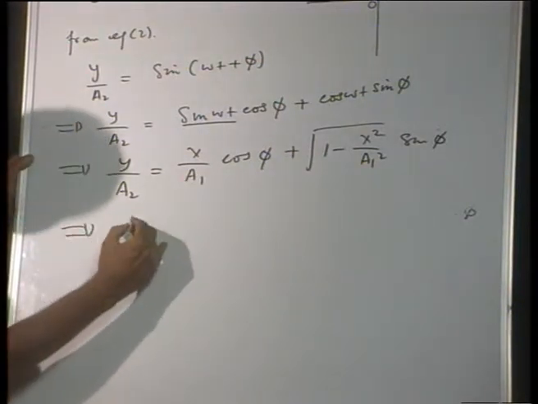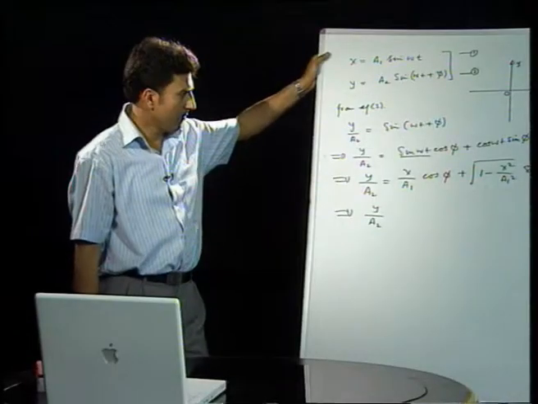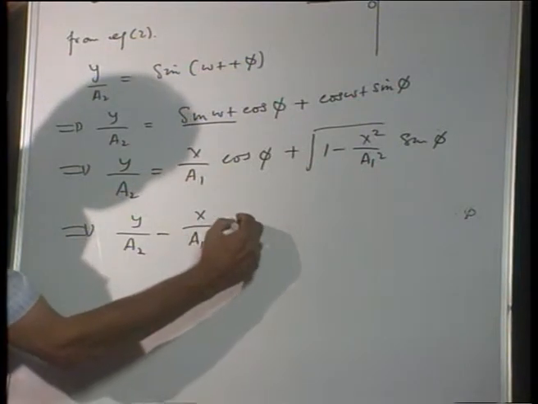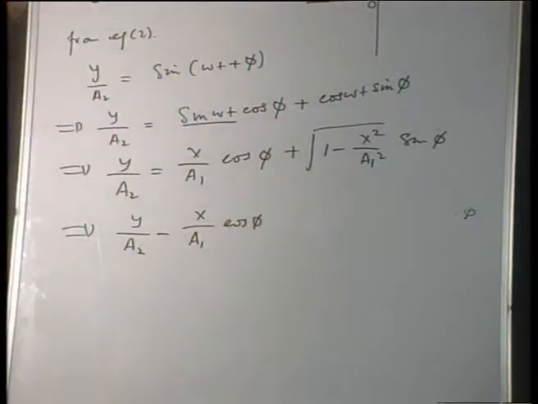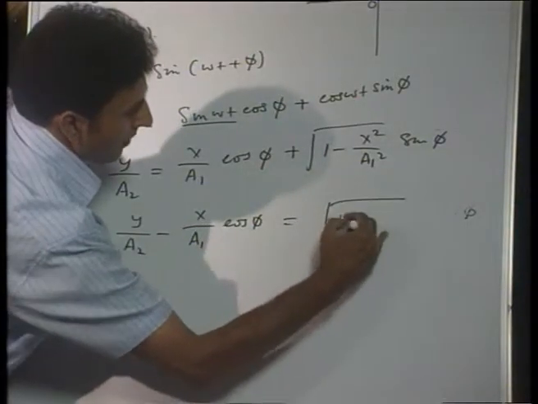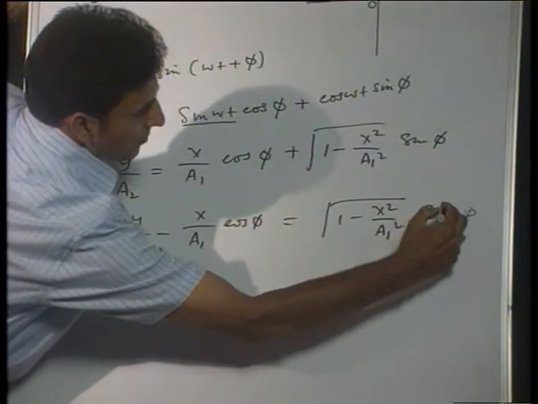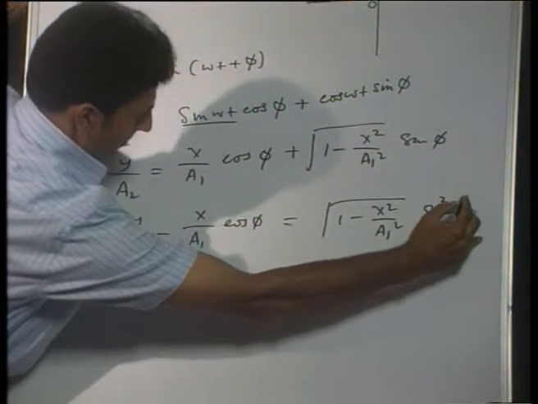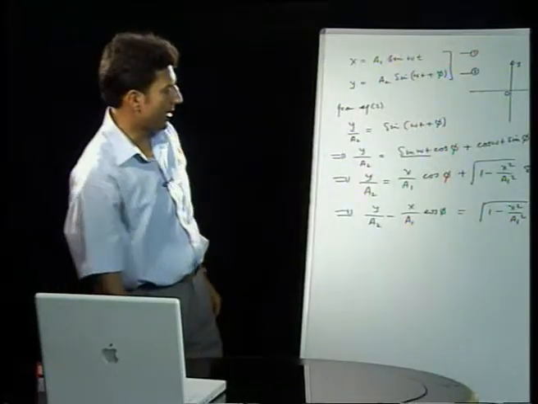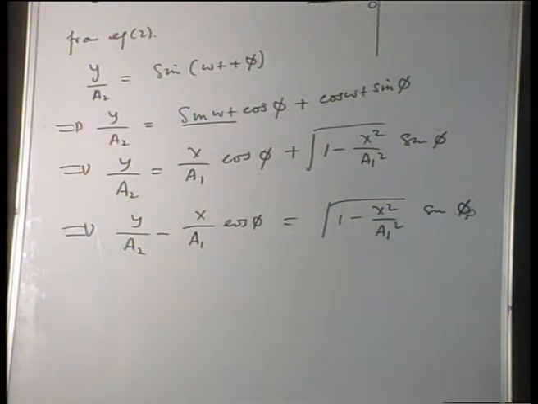y by a2 minus x by a1 cos phi. It will be equal to root of 1 minus x square by a1 square sine phi. So carrying the equation we get.